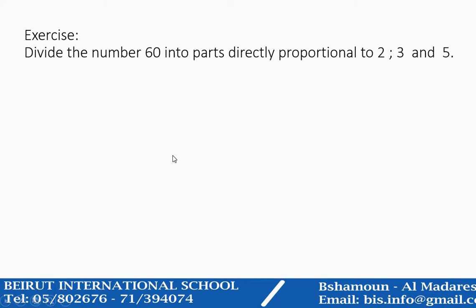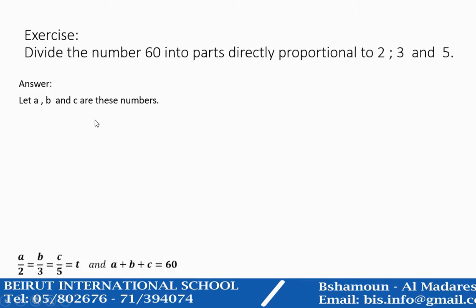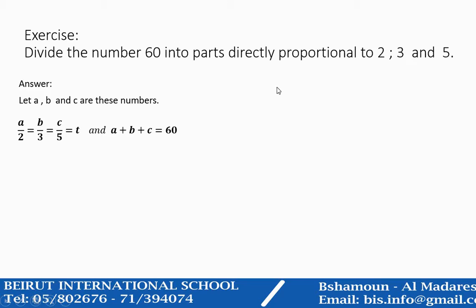Last exercise. Divide the number 60 into parts directly proportional to 2, 3, and 5. This 60 is divided into 3 parts. These 3 parts are directly proportional to these 3 numbers. So let us start by supposing that a, b, and c are these numbers we are searching for. Because they are proportional to 2, 3, and 5, you can write a over 2 equals b over 3 equals c over 5, and you write equals t.